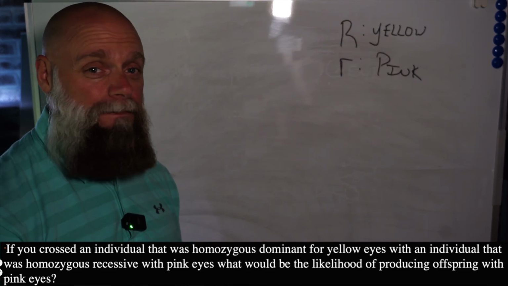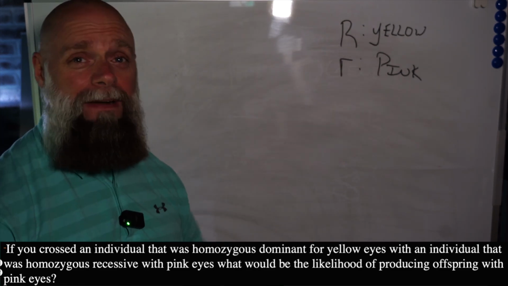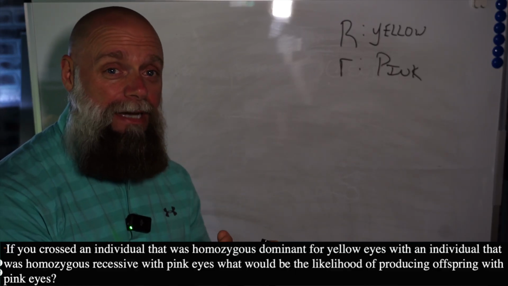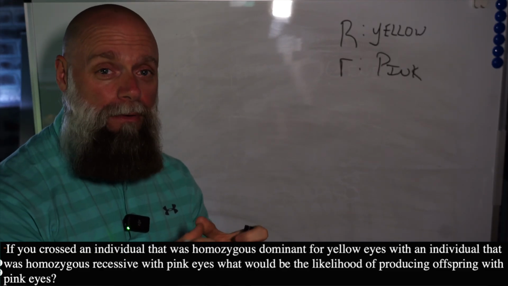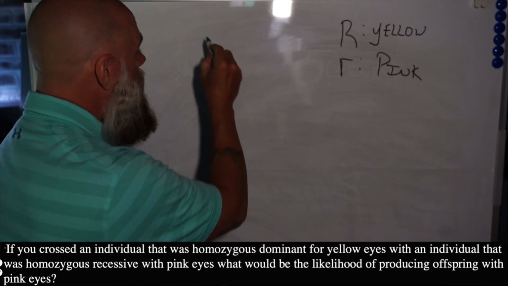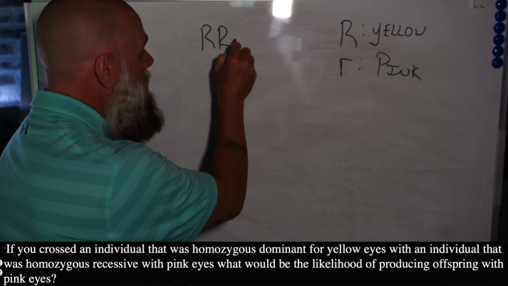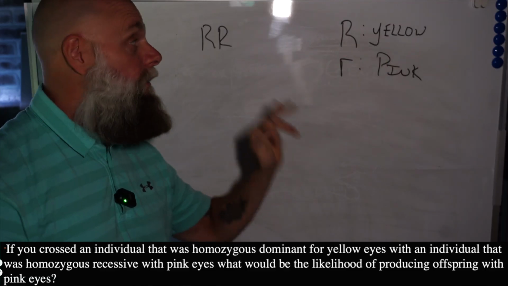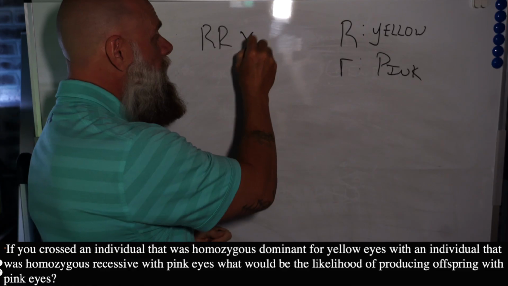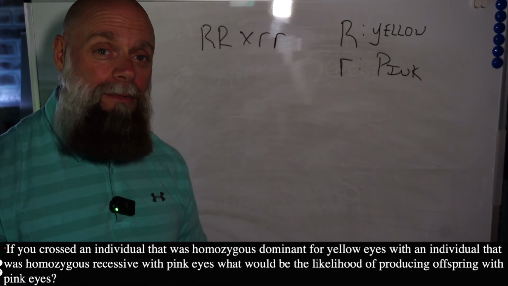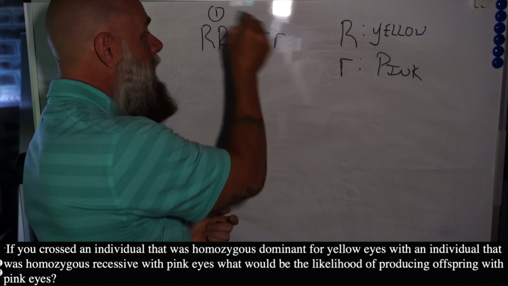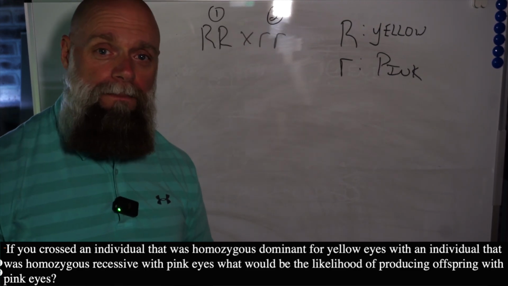That's step number one. Step number two is, after we've figured out our letters, now let's figure out the genotypes of both of the organisms that we're trying to cross. So we have one individual that is homozygous dominant for yellow eyes. We're going to cross with homozygous recessive for pink eyes. And so that's our cross. This is individual number one. This is individual number two.